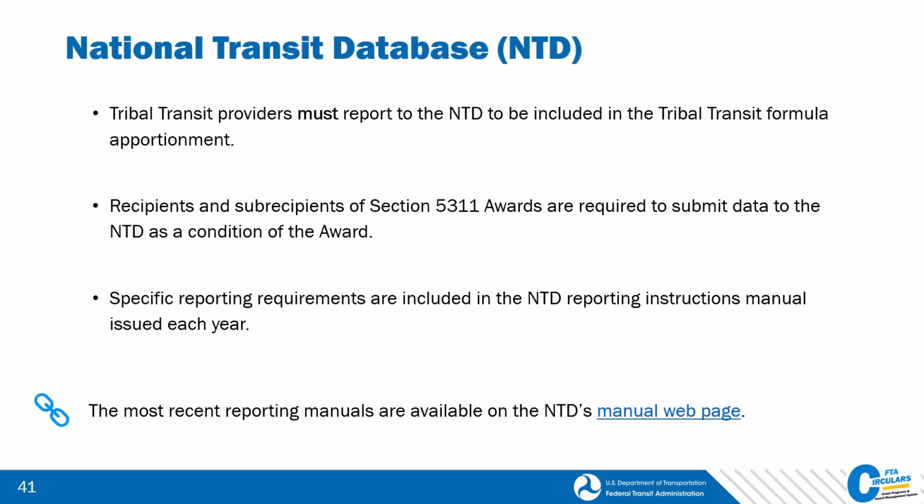Items to be reported to NTD include total annual revenue, sources of revenue, total annual operating cost, total annual capital cost, fleet size and type and related facilities, revenue vehicle miles, and ridership. Specific reporting requirements are included in the NTD Reporting Instruction Manual issued each year. The most recent reporting manuals are available on NTD's manual webpage.